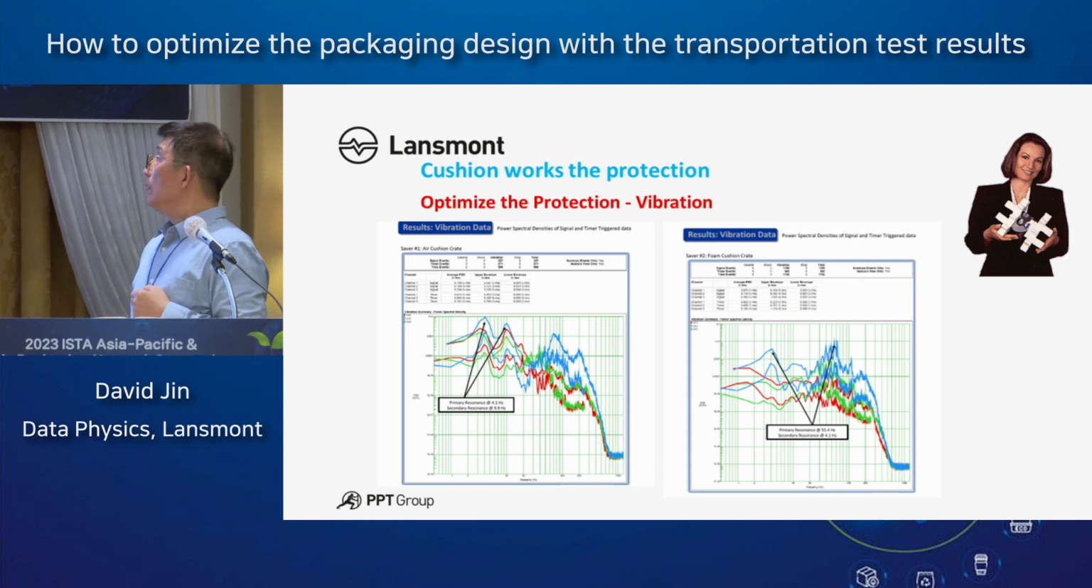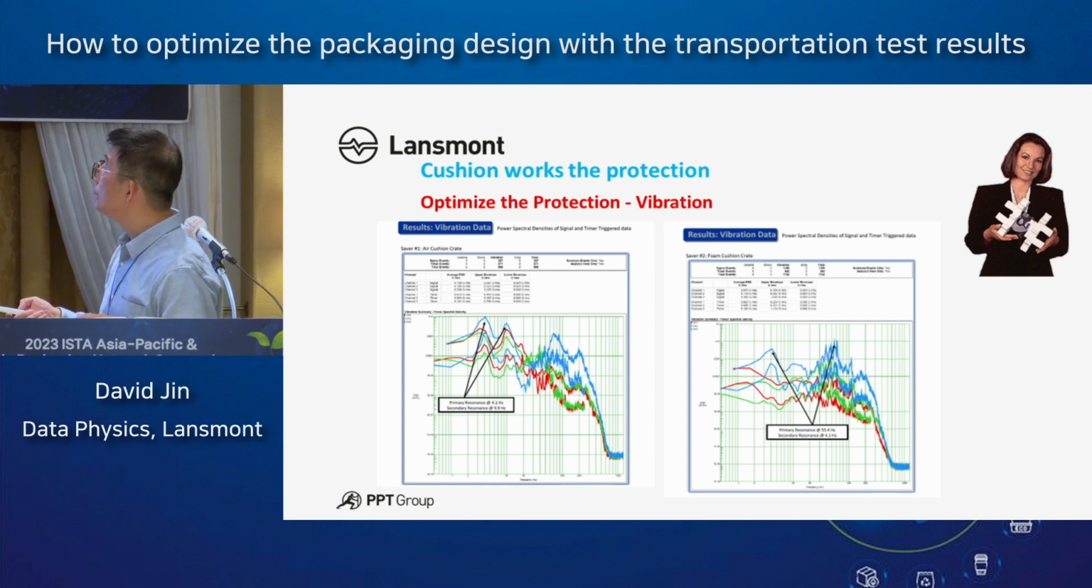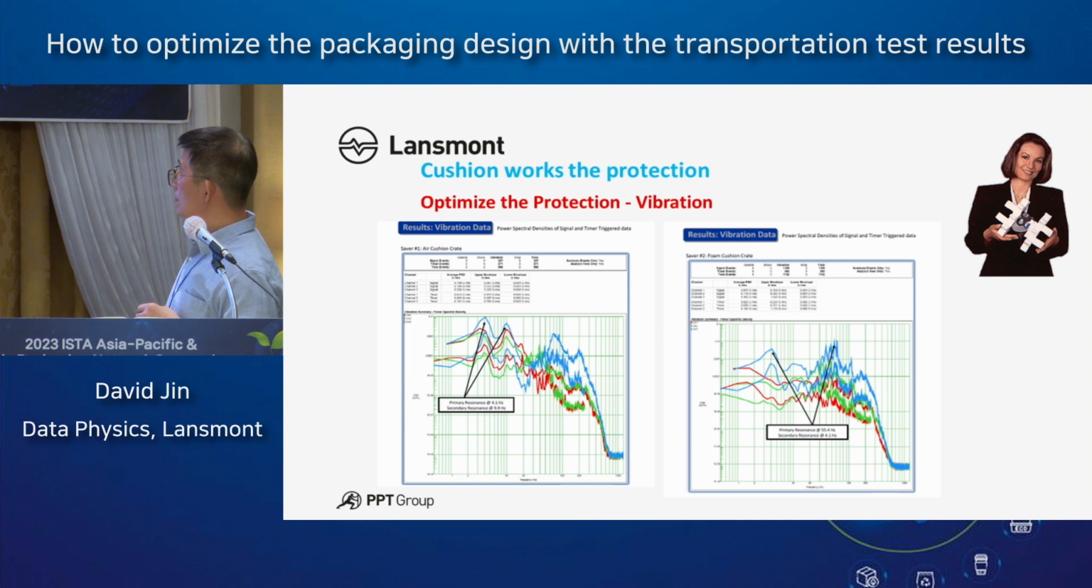Okay? Because of time, I just want to simply say, optimize the protection vibration. This is the vibration profile we measured from the whole journey for different isolation. It's airbags here, that, and this is the foam cushion. So you will see there are all different FNs with different materials.